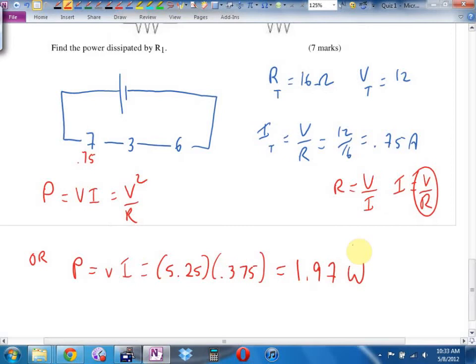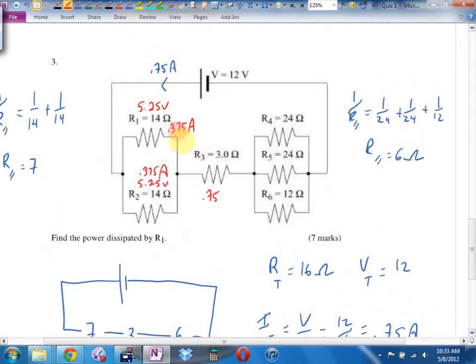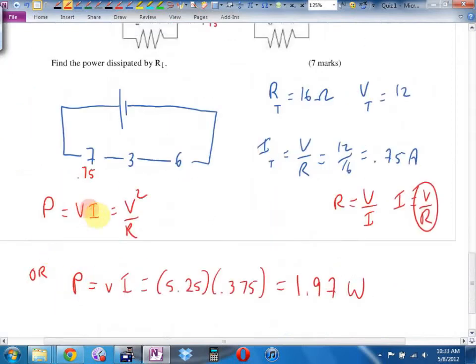The other way you could have done it is, once you knew the current, you could have skipped the voltage altogether. If you knew that the current split, you could have just gone I squared R, because VI is also I squared R if you plug in an expression for V.